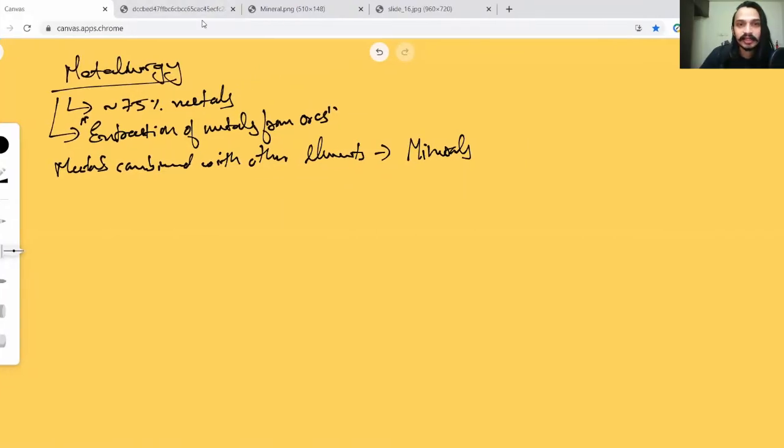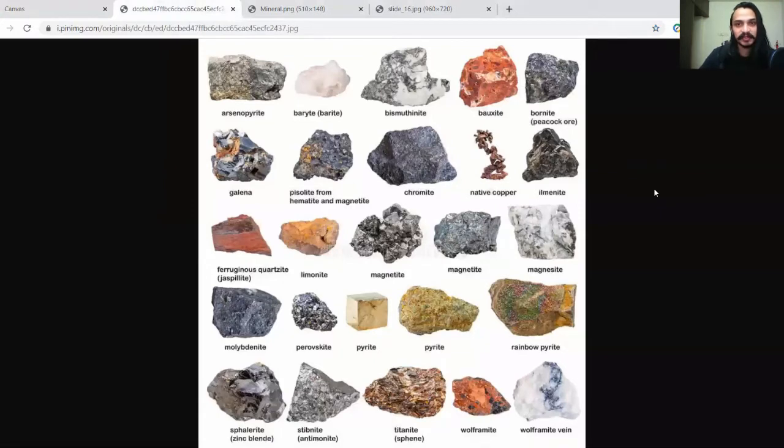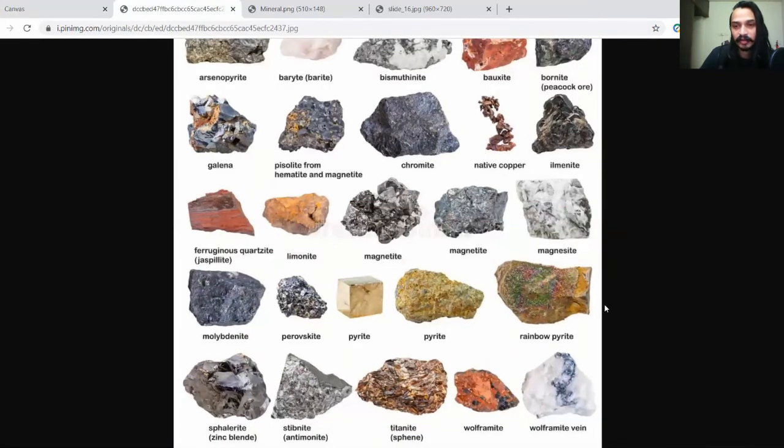So let's take a slight look at this. Look at this image over here. These are different types of minerals that you can find inside the ground. When people go for mining, they're actually looking for things like these, and this is how they look. This is not at all like a pure metal. There's arsenopyrite, barite, bismuthite, bauxite, borate. These are all just metals combined with something else, forming something that looks like this. Some of them actually look quite pretty. Look at this rainbow pyrite. Look how pretty it is, right?